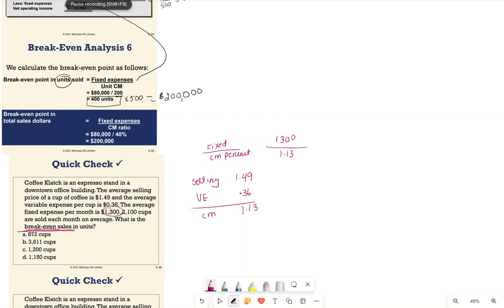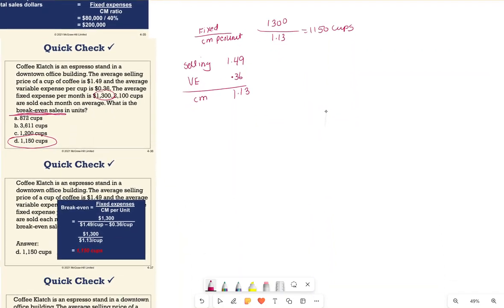So when you do that, we want to know how many units do they have to sell in order to recover your variable expense and recover your fixed expenses. In this case, we will have to sell 1,150 cups, or units, in order to break even.